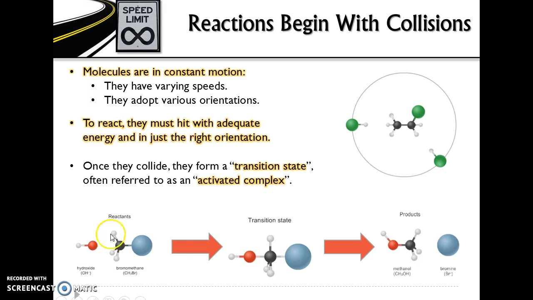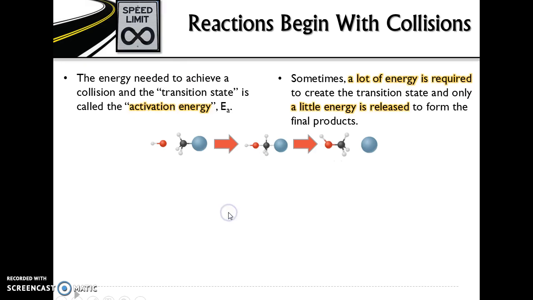Now, when these particles actually collide with each other, they form what's called the transition state. The transition state is what you see here in the middle. It's something in between the reactants and the products. It might also be referred to as an activated complex. And this is the highest energy form in the reaction. The energy that we actually need to turn our reactants into this transition state is referred to as activation energy, and it's abbreviated as E sub A. Some reactions require a lot of energy to do this, and some require a little bit of energy.